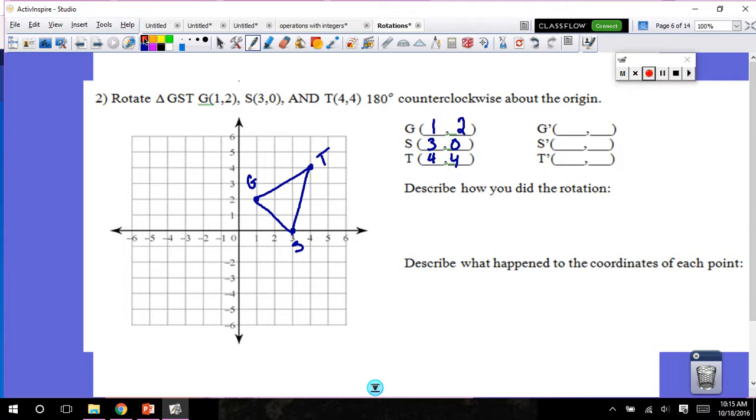Right. It says about the origin. What's the origin? Oh, right here. This is new to you. 0, 0, right? So we're going to rotate it about 0, 0. Today we're going to do that each time. We are going to change it up and we're going to add points that you're going to rotate about. So 0, 0.